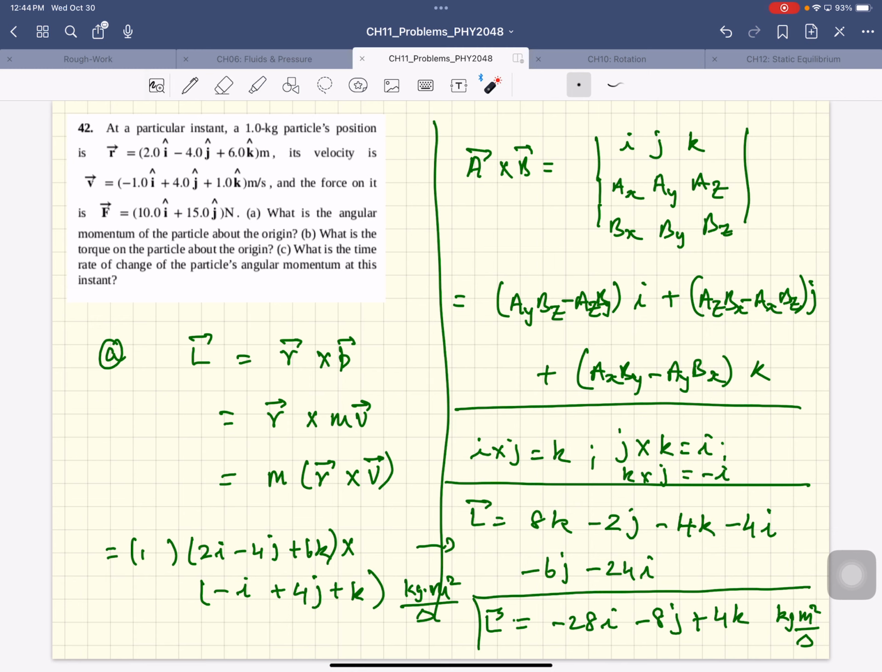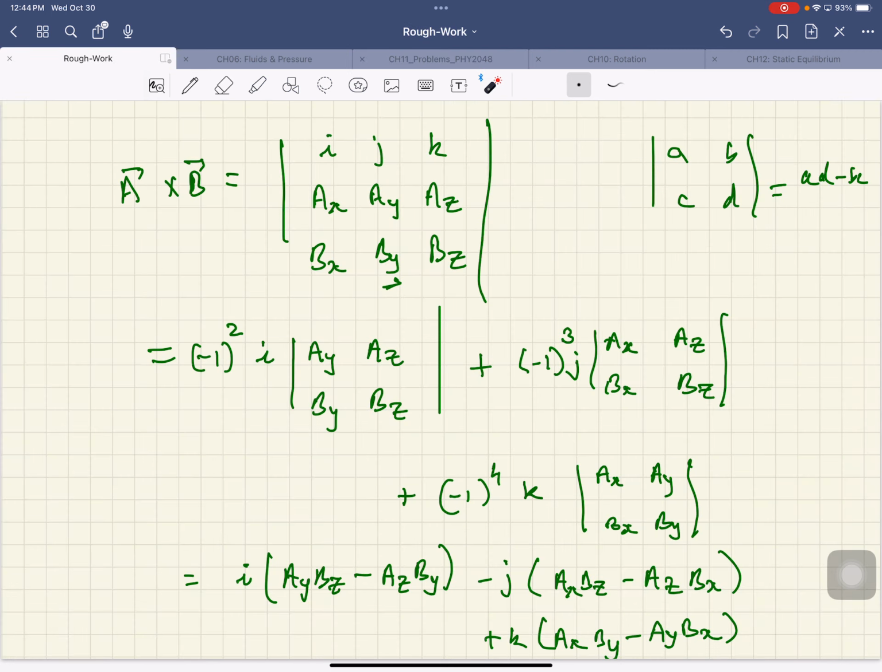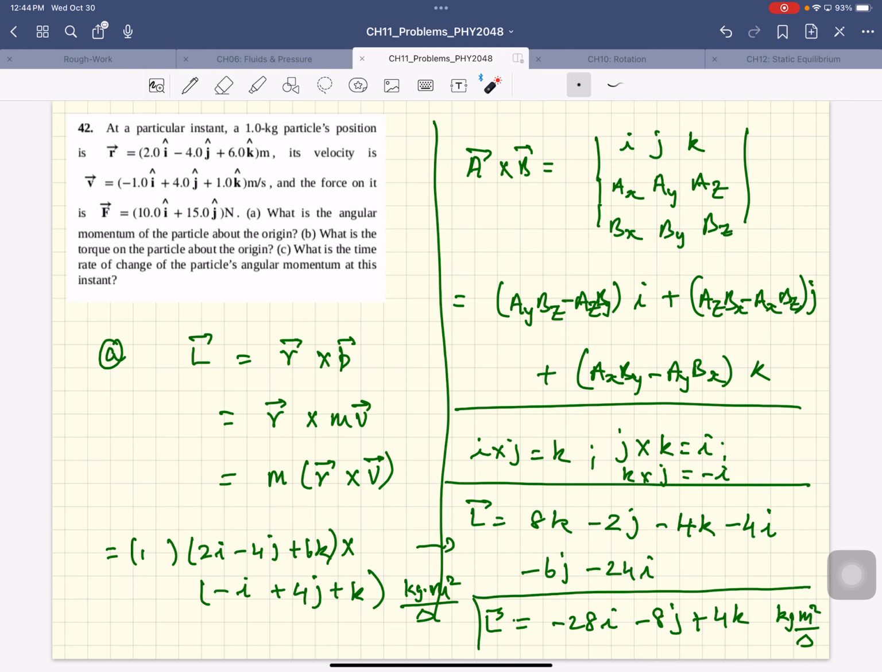All right, so the cross product can be written in terms of a determinant, which I expanded here. And of course, you don't want to be doing that all the time, so you just remember that. So there's the cross product. Now we'll find the torque. Angular momentum was R cross P. Torque is R cross force.